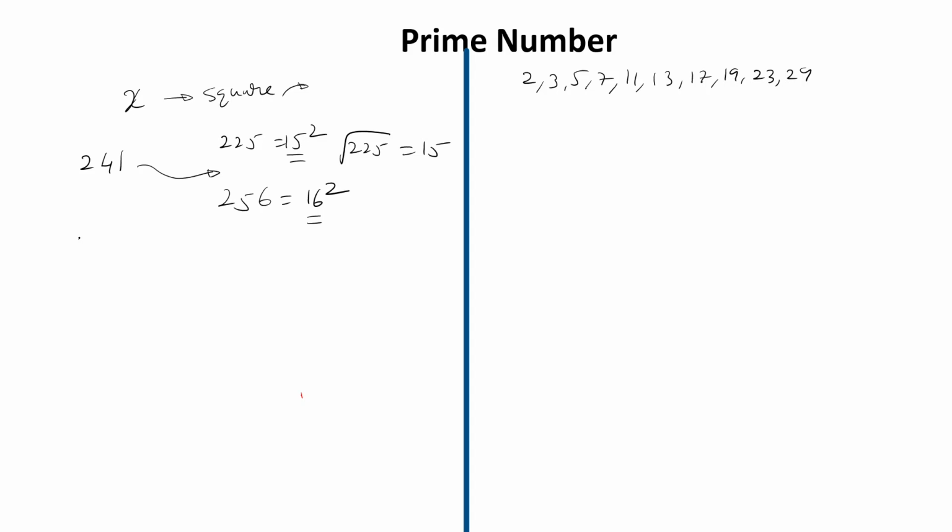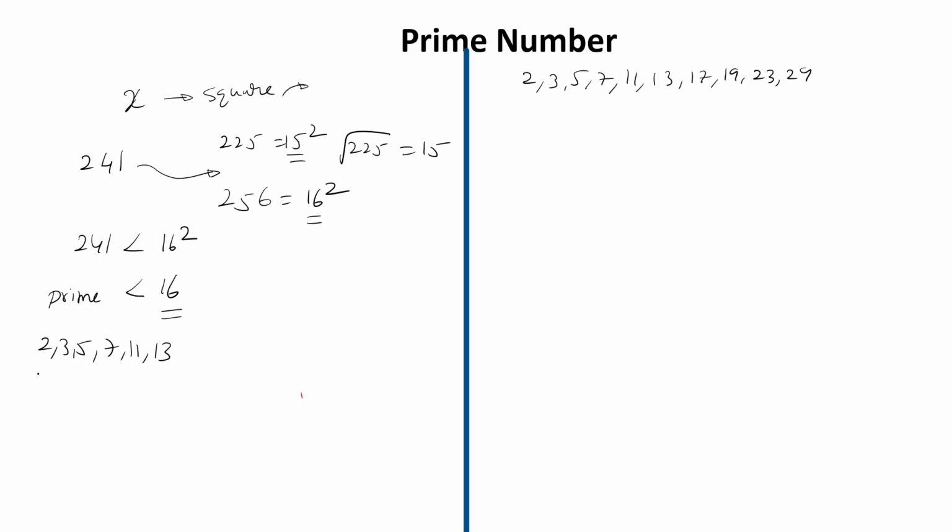So we have to see that 241 is less than 16 squared. So we have to check all the prime numbers less than 16. It should not be 16, but less than 16, so 15 we can take. We have to check all the prime numbers. Which prime numbers? 2, 3, 5, 7, 11 and 13. 17 is greater than 16.